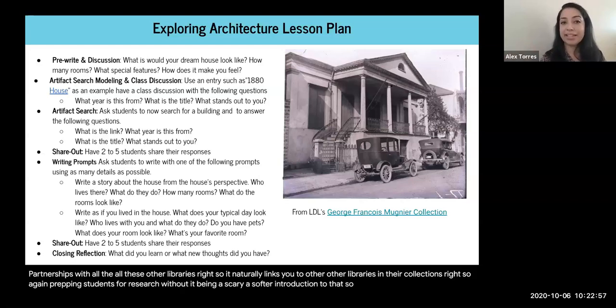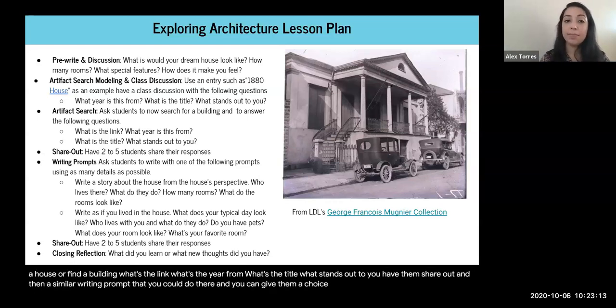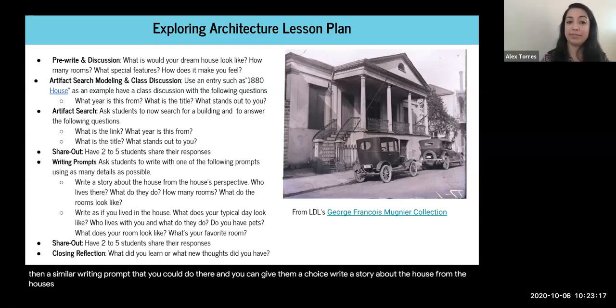So similarly, have them this time find a house or find a building. What's the link? What's the year from? What's the title? What stands out to you? Have them share out. And then a similar writing prompt that you could do there, and you can give them a choice: write a story about the house from the house's perspective. Who lives there? What do they do? How many rooms? What do the rooms look like?